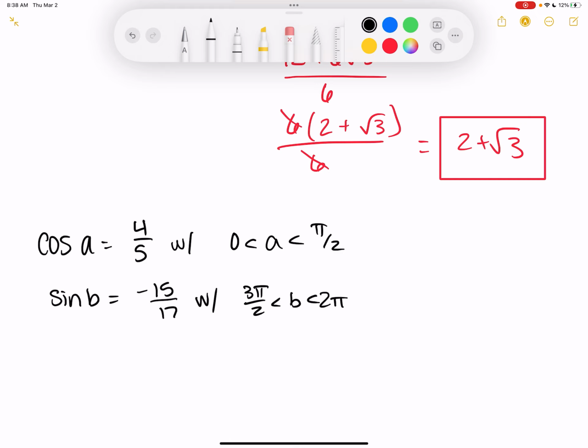So what we're doing is we're going back a little bit to where we had to set up and draw the triangles. Okay, so we're told where they're existing. So we have one in quadrant 1 and one in quadrant 4.